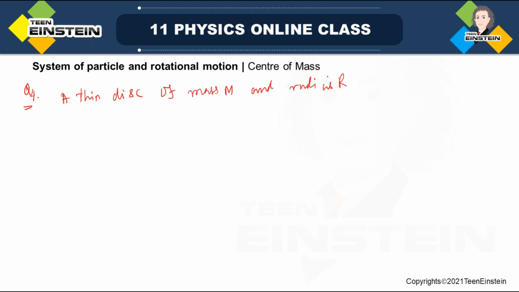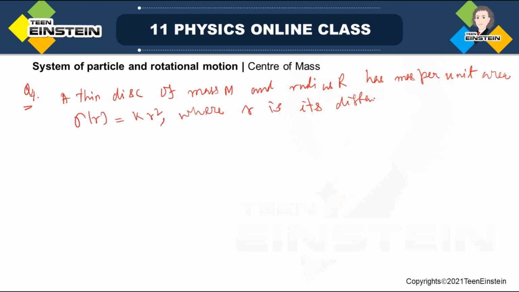It has mass per unit area given as sigma of r is equal to k r square. k is a constant, the proportionality constant, and r is the distance from its center.